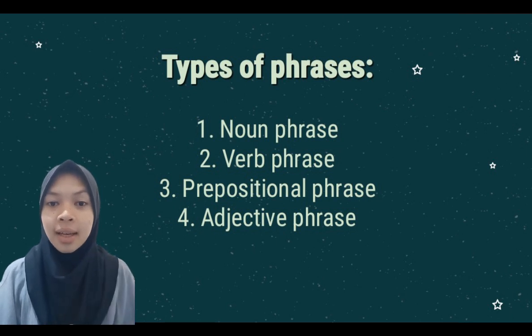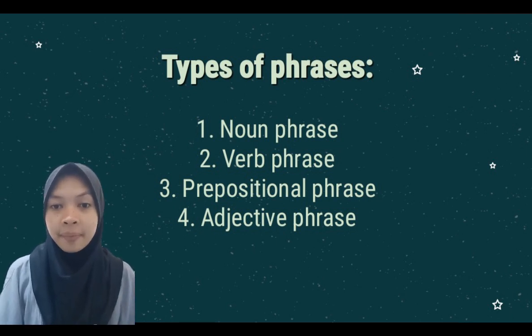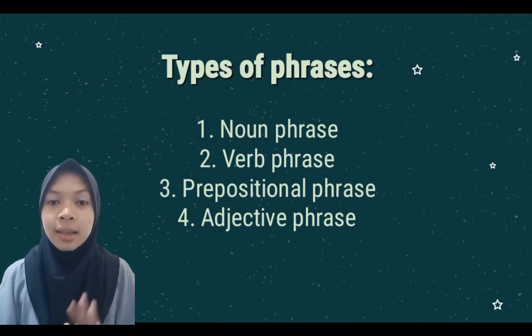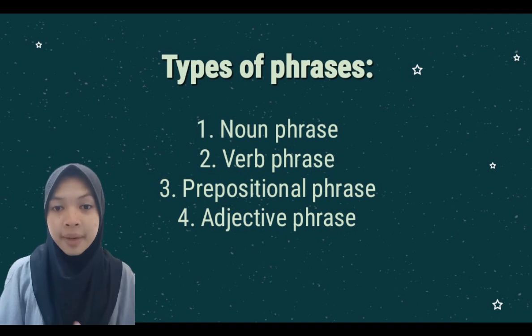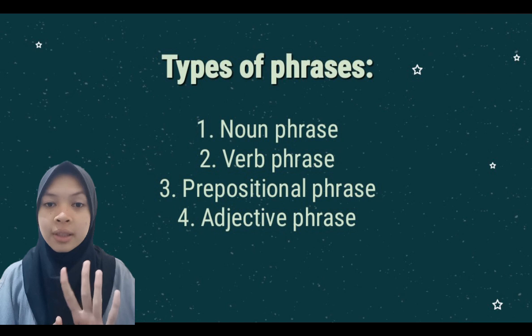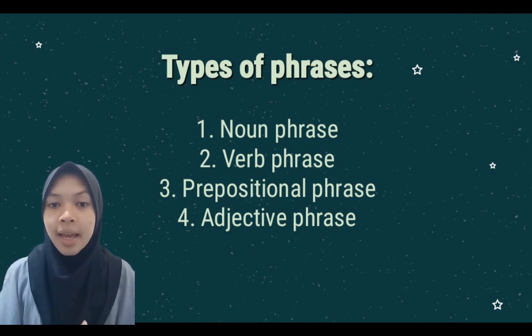The second is verb phrase. A verb phrase is a word around the main verb. For example, I will eat lunch. And the third is prepositional phrase. A prepositional phrase starts with a preposition. For example, on the table. And the fourth is adjective phrase. An adjective phrase is a word describing a noun. For example, a beautiful flower. Understanding phrases helps us see how words team up to make sentences make sense.